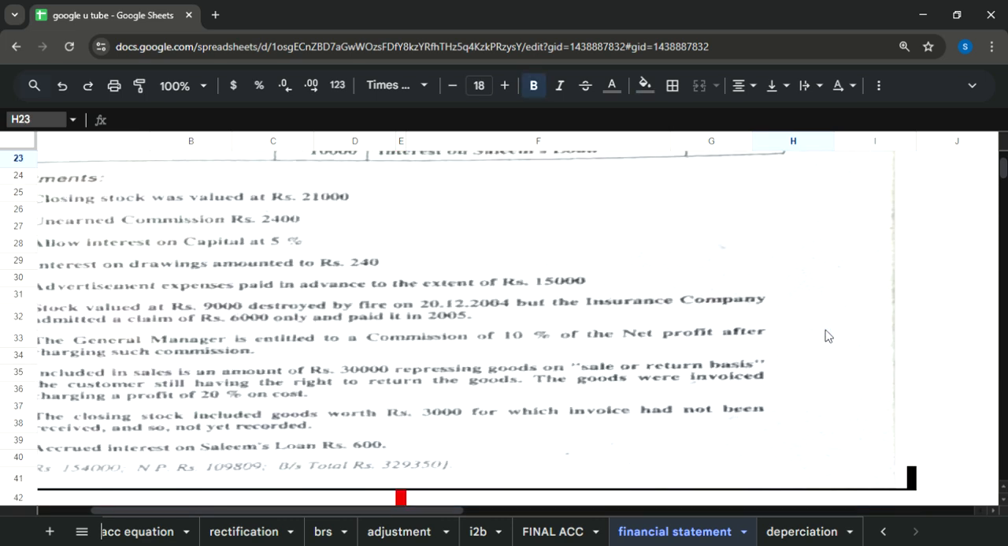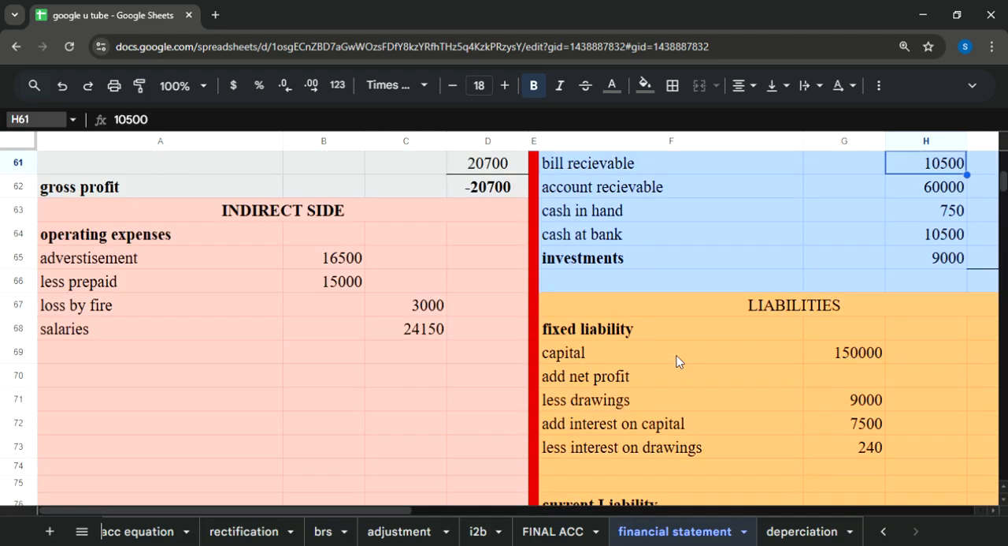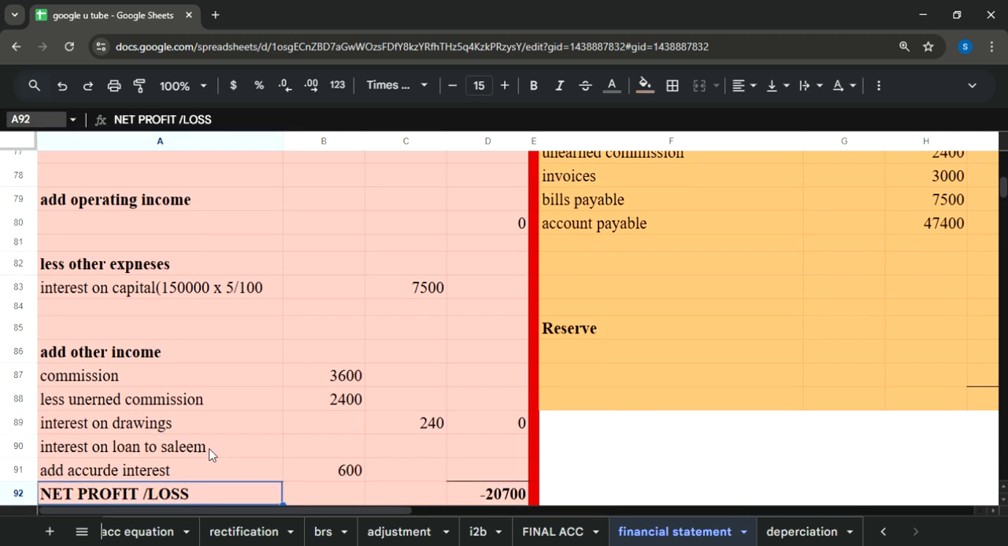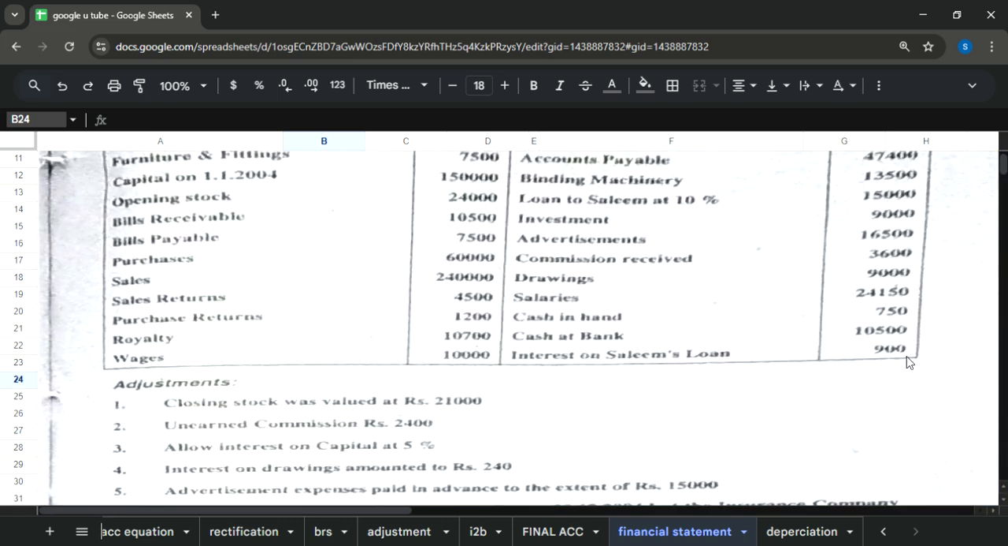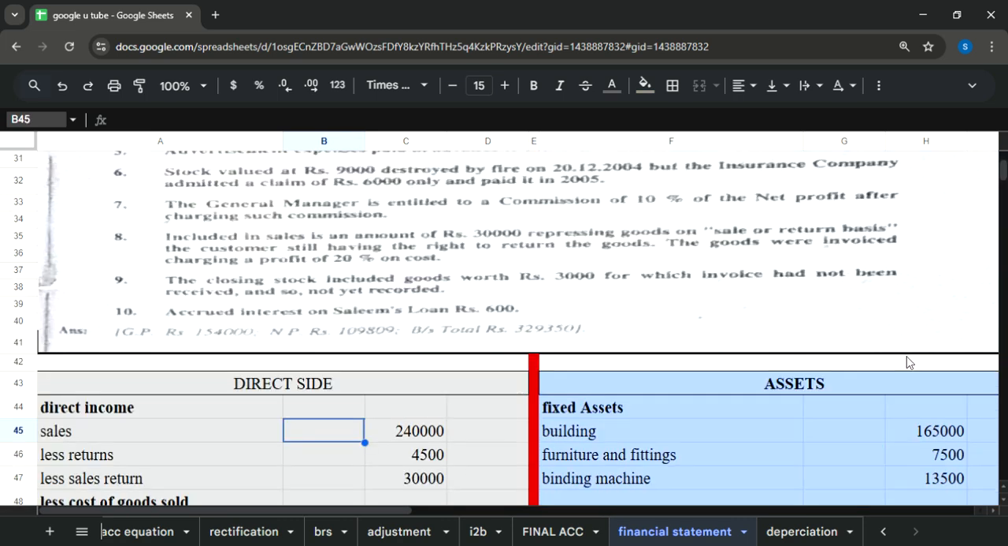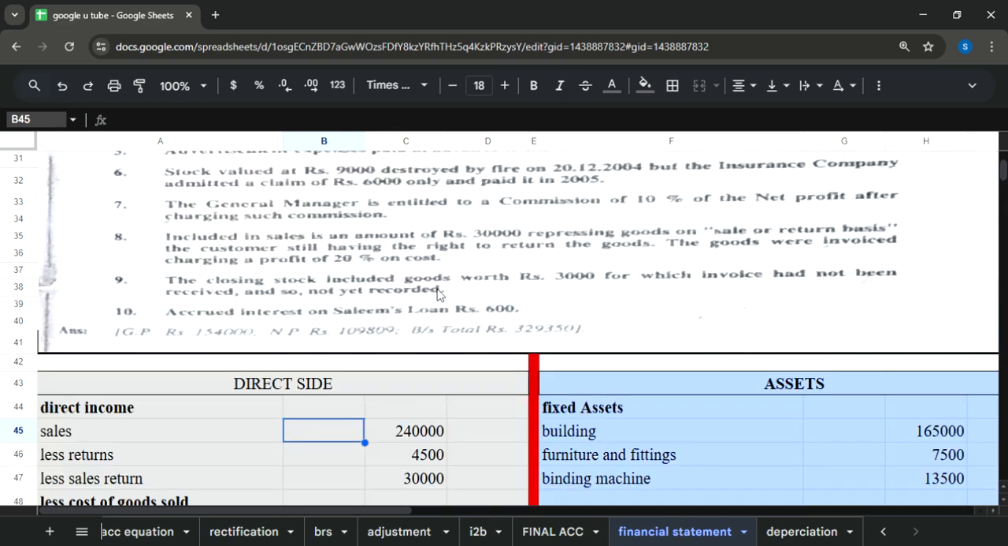Okay, what is left is, last, interest on Salim's loan. This is part of other income, and there the place is fixed. Interest on Salim's loan, the amount of which is 900. Just put 900 in front of it. Guys, in this way all the adjustments, except this one, commission number 7, and all elements present in the question have been entered. So we are now ready to start our calculation.